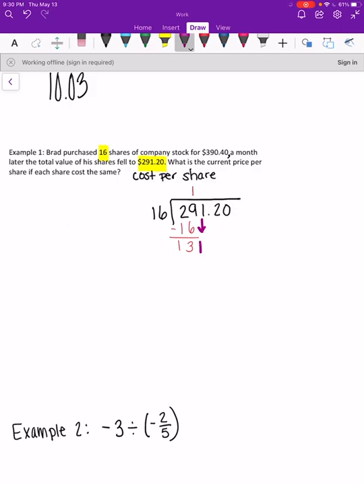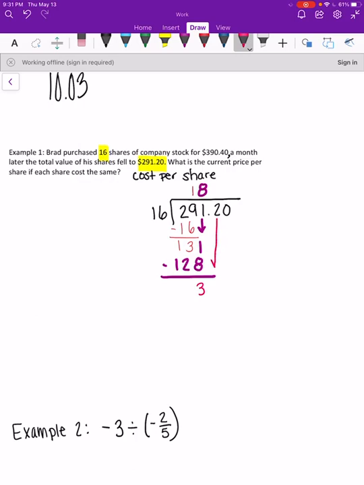16 goes into 131. Let's see. Not 10 times. Not 9. It goes in 8 times. And to know that, sometimes on the side I'll just ask, what is 16 times 7? 7 times 6 is 42, carry the 4. 11. Okay, so I know it's probably more than 7. So I would try 8. As long as it's less than 131, we're good. Okay, 8 times 16 is 128. 131 minus 128 is 3.